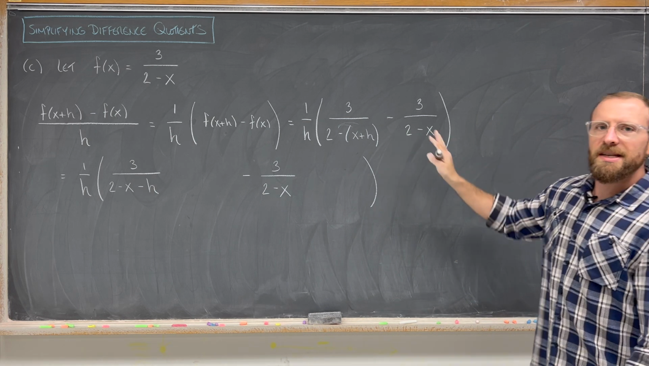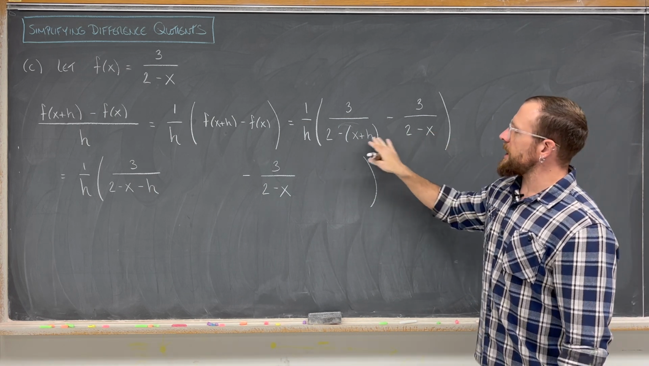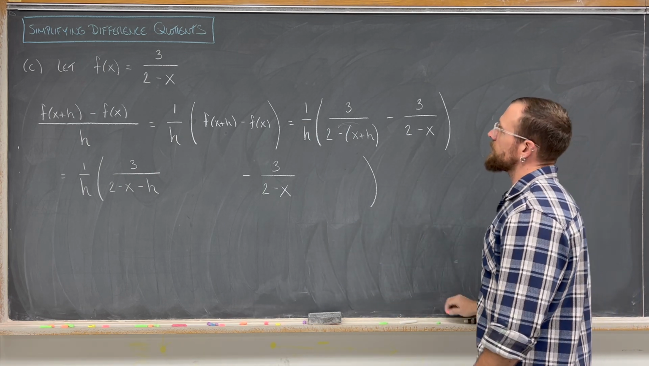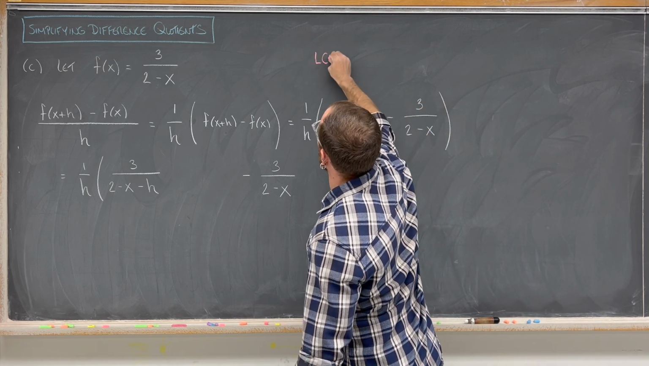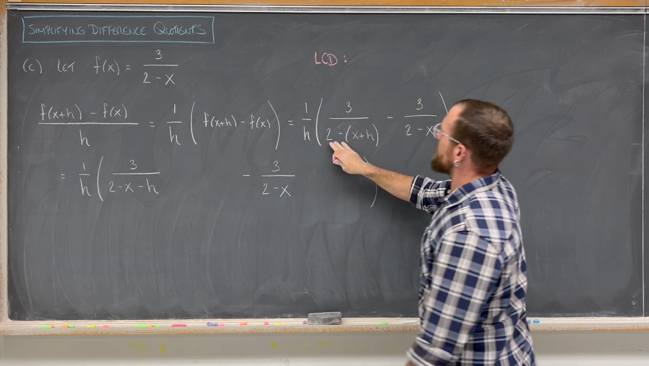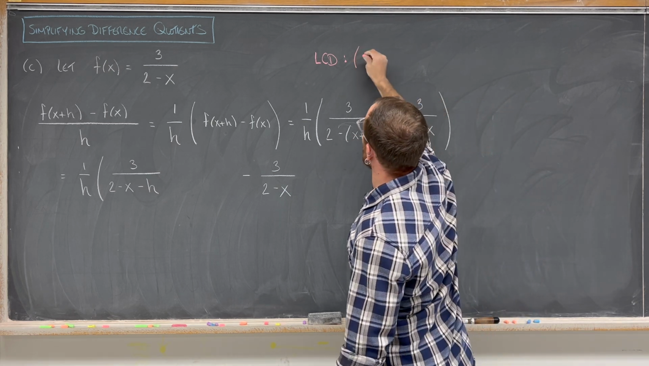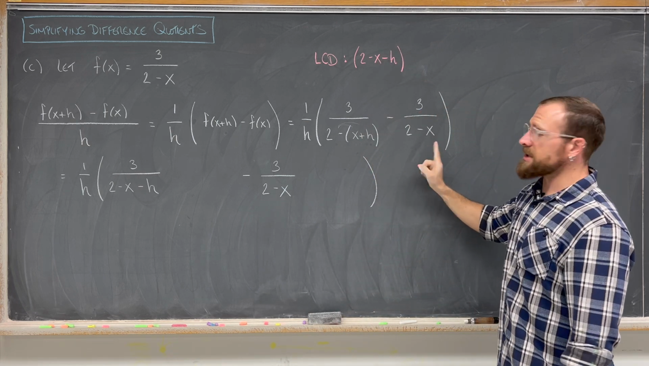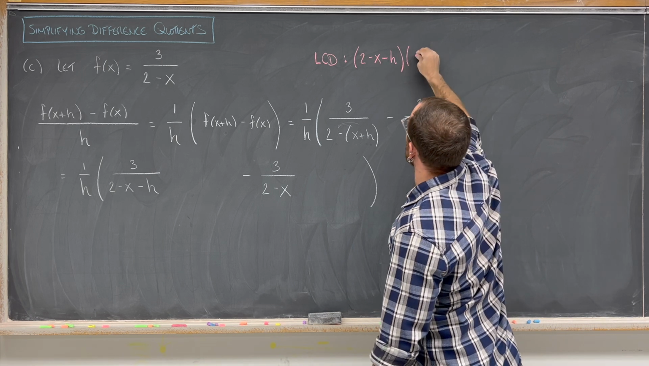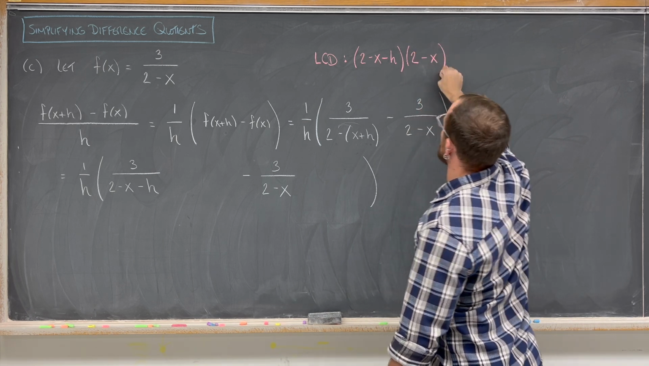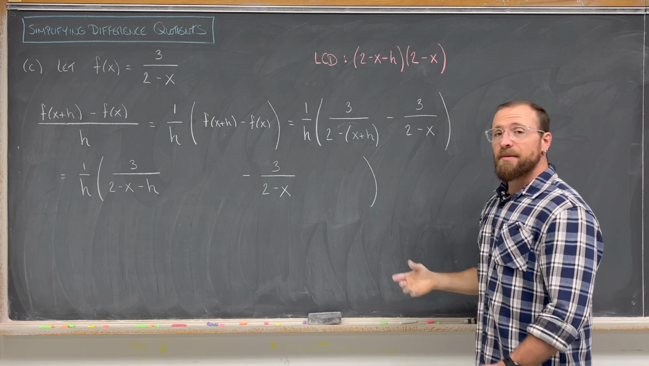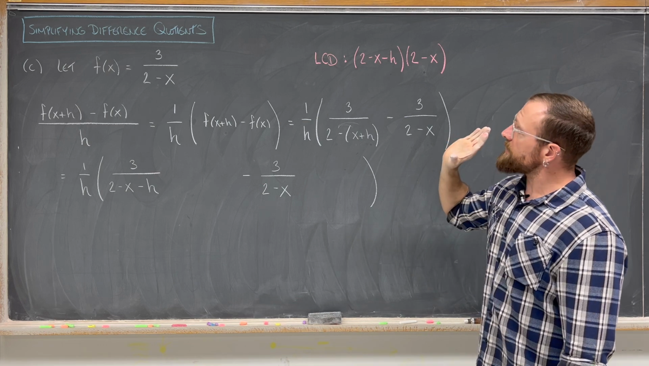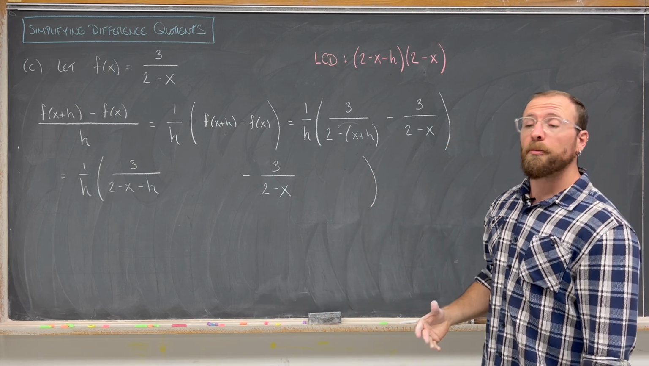Now, the LCD, if you're gonna add these fractions together, you have to write them with the same denominator. Okay? And you have to be able to know what that least common denominator is going to be. Now, the least common denominator needs to be a multiple of this denominator. It needs to be a multiple of 2 minus x minus h. It also needs to be a multiple of this denominator, 2 minus x. And since 2 minus x minus h and 2 minus x don't have any common factors, that means that the LCD is going to be the product of those two denominators. Okay? So I have to make that the new denominator for both fractions.